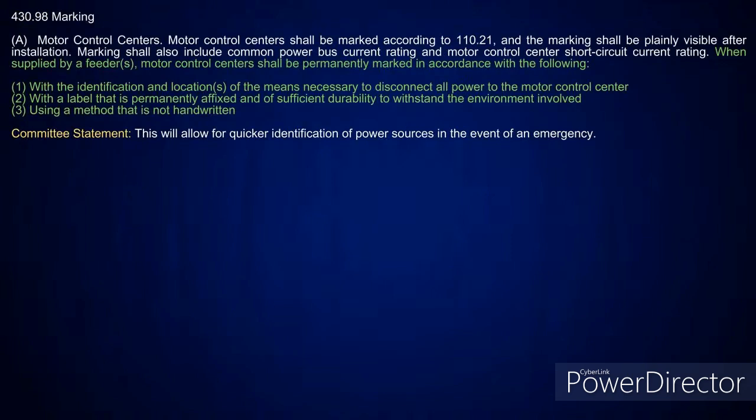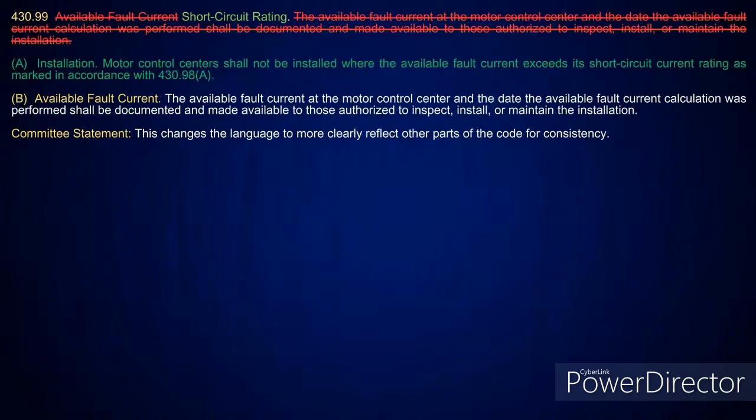The reason I put this in here is, if I come back here, this is what we just looked at. It's one thing that I have a marking and identification where I have to identify where the means is located to disconnect the power. They also talk about the available fault current, tying it back in with that section, so all of this is done with available fault current here.